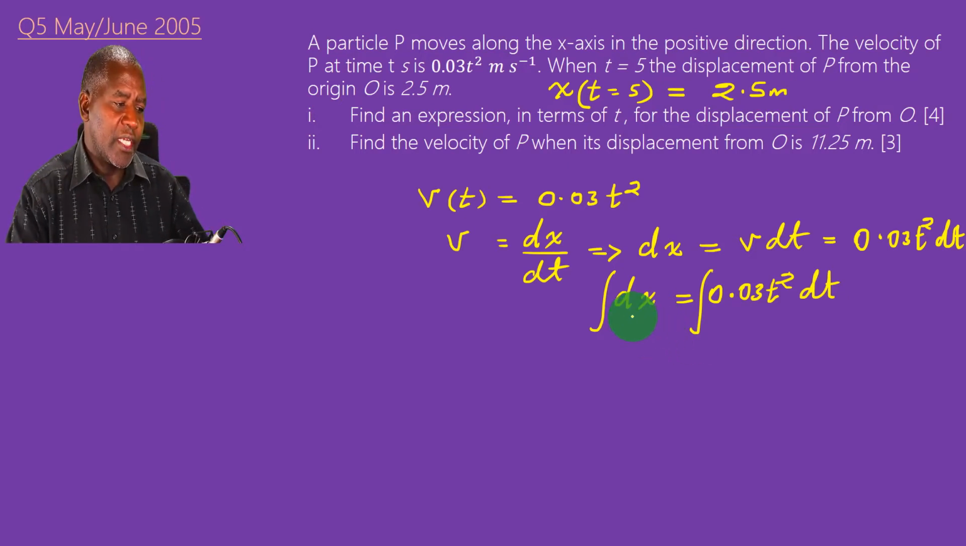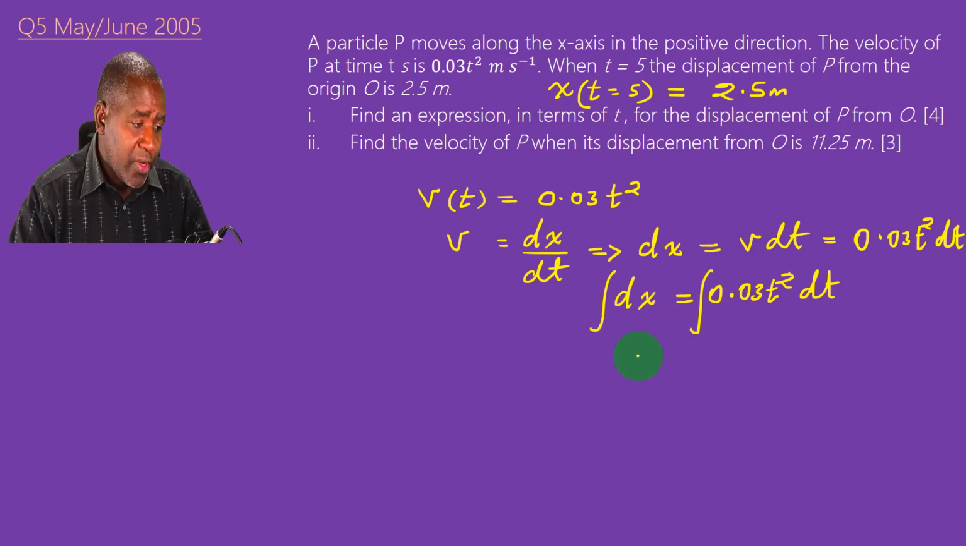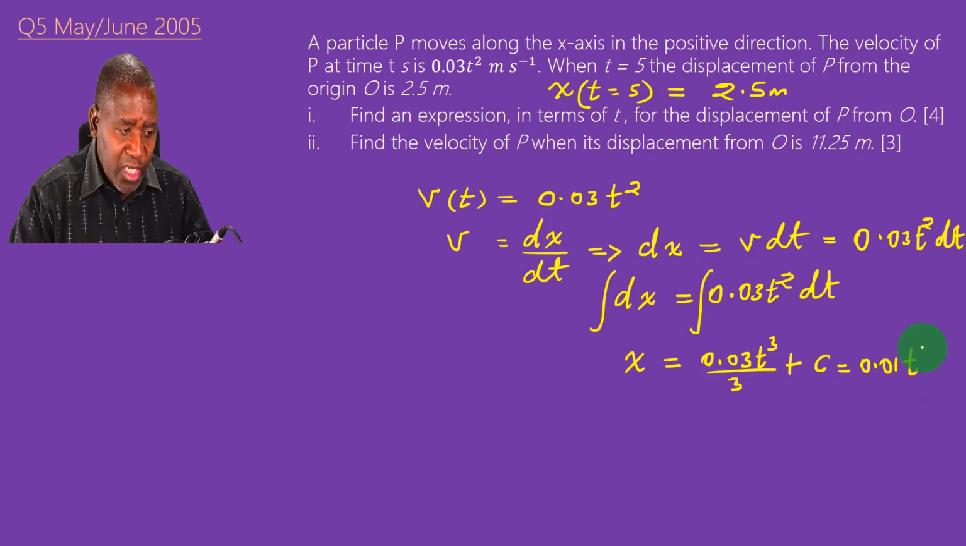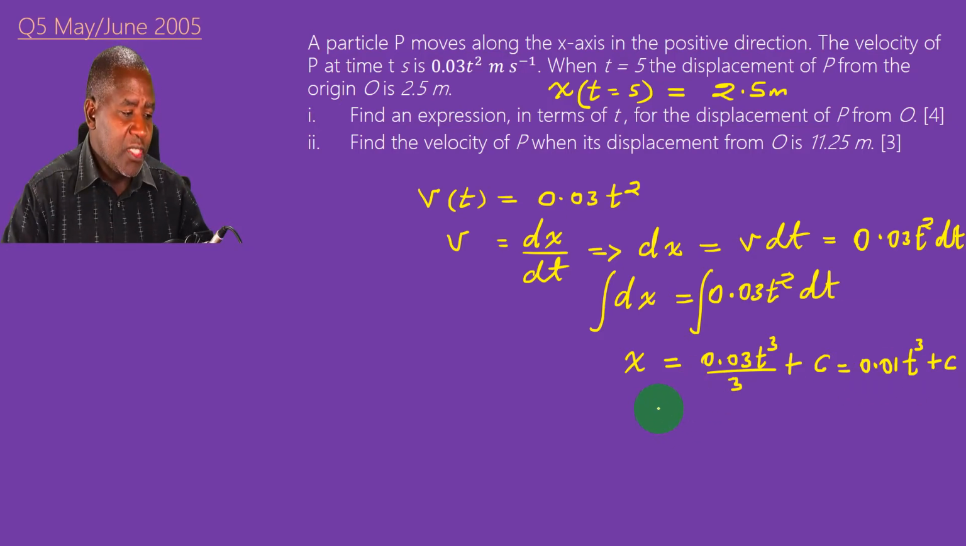At this point, I can integrate. And when I integrate dx with respect to x, I get x. On the right hand side, I know this one shouldn't be a problem to you, t cubed. And there should be a way of getting rid of that 3, plus the c. And you can see it is this c that we want to get rid of. So this one is going to be equal to 0.01 t cubed plus c. Now this is x as a function of time.